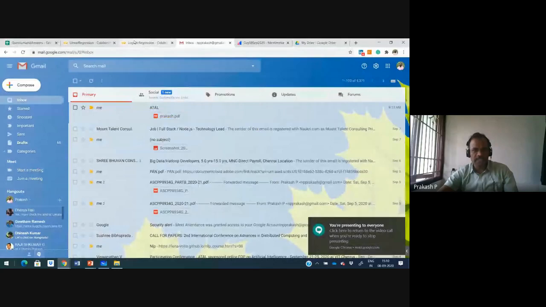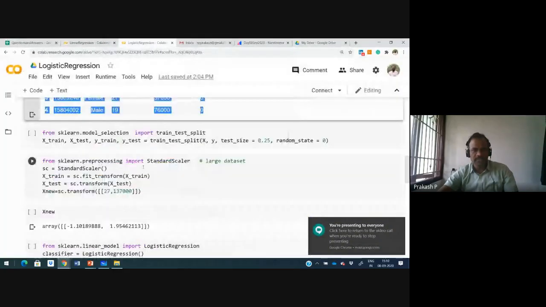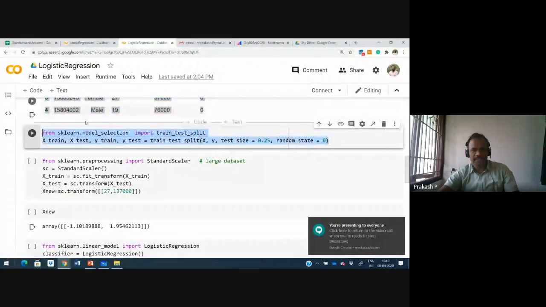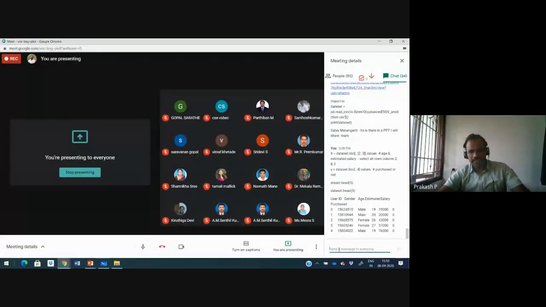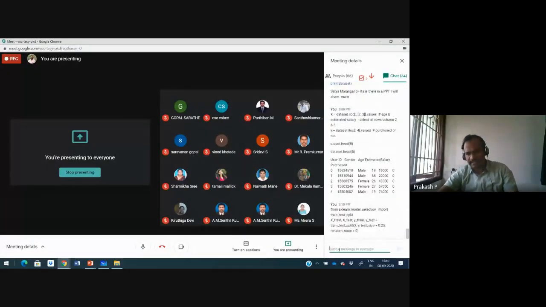Once you're done with this, we need to split the test and train data set. We need to split the test and train data set by applying train_test_split.